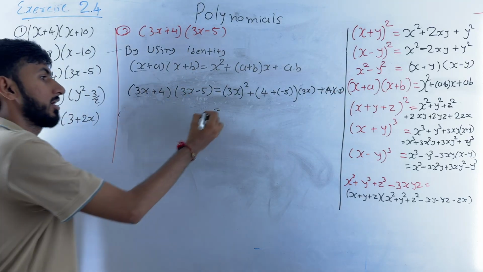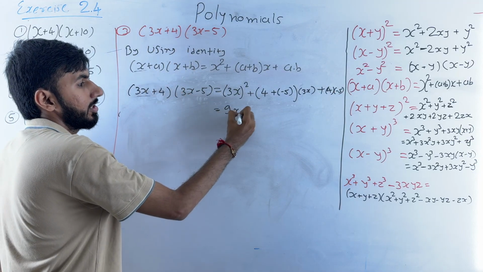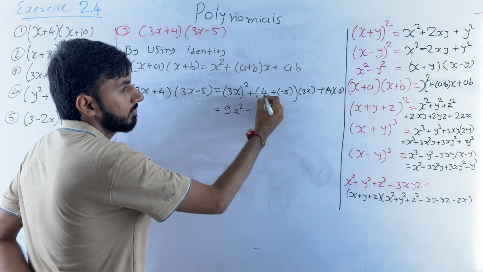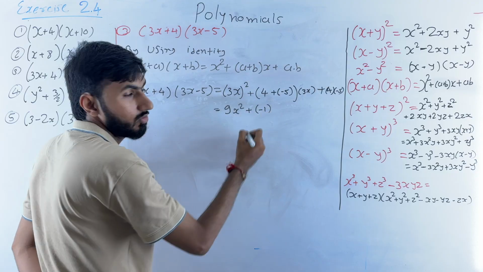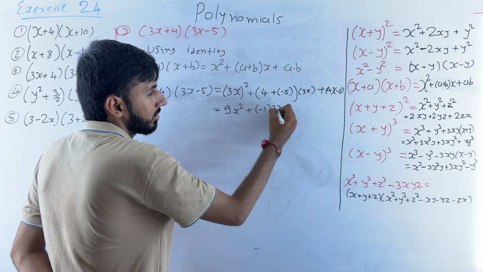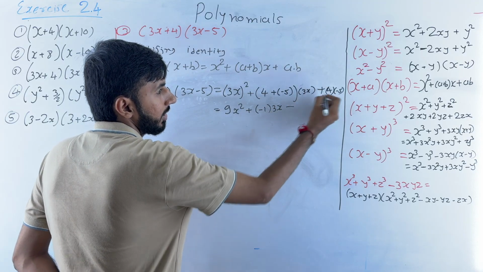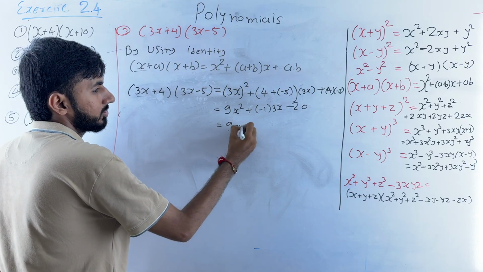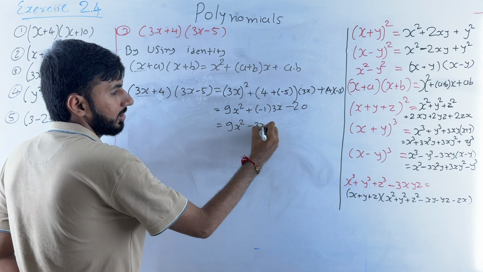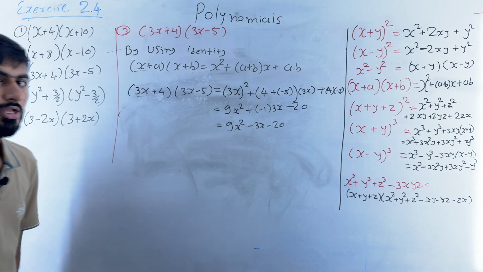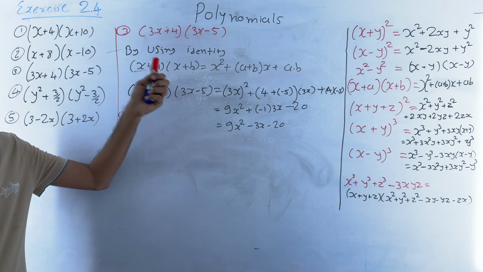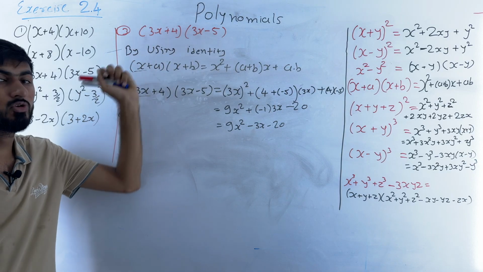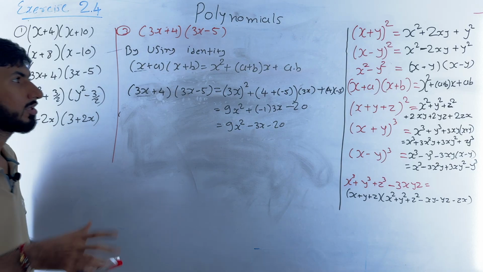So my answer will be 3x square, that is 9x square, 3 square and x square. Plus 4 plus minus 5, that will be minus 1 only, multiplied by 3x. And the last term will be minus 4 5s are 20. So my answer will be 9x square minus 3x minus 20. Very easy, right? So your identity is just a format. You have to analyze what is in place of x in your question, what is in place of a in your question, then you have to use the identity.